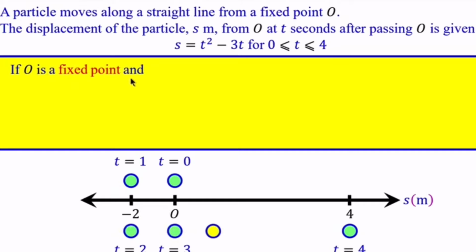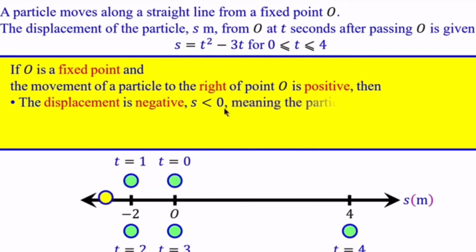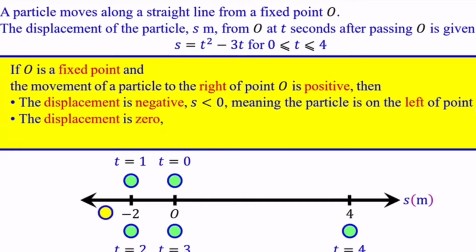A particle moves along a straight line from fixed point O. The displacement of the particle is s meters. If O is a fixed point and the movement of the particle to the right of point O is positive, then the displacement is negative if s is less than 0. It means the particle is on the left of the reference point, the fixed point.